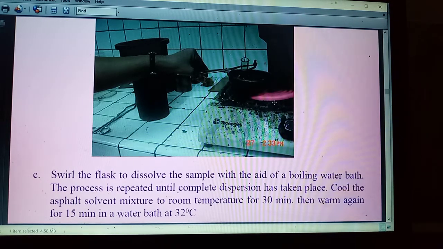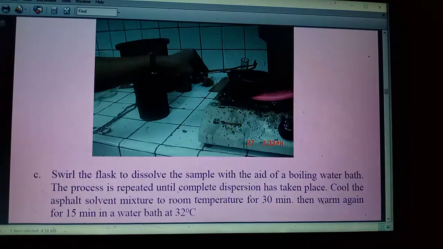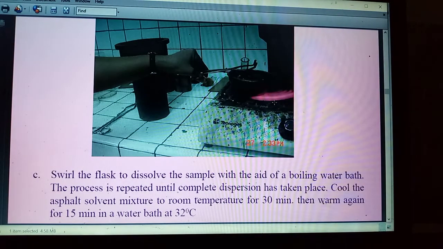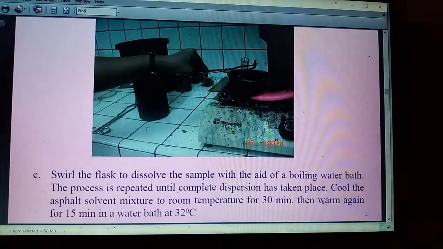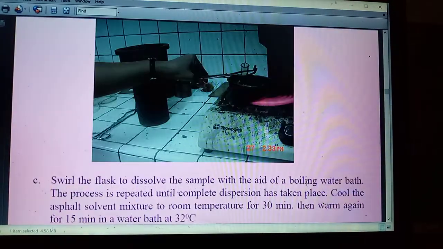Pasensya na. So, yung nagkandak kuno ng test is hindi siya nagsiga ng apoy. Pero dapat may apoy yan. Okay? O maliban na lang kung kumukulo na itong tubig na to. So pag kumukulo siya, dyan mo i-swirl yung flask mo sa boiling water bath. So the process is repeated until complete dispersion has taken place. Okay? Hanggang sa makomplete yung dispersion.